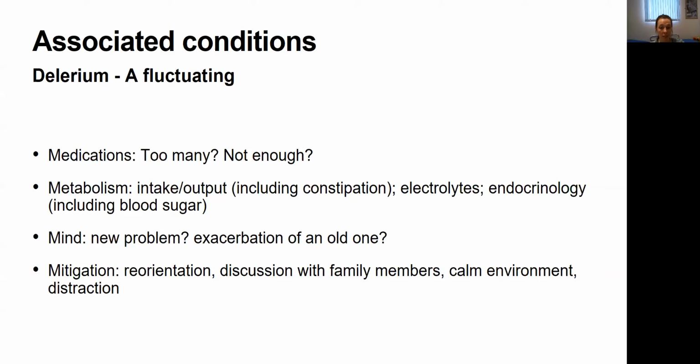Do they have a difficulty with their vision or their hearing? Do they normally wear glasses? Do they normally wear a hearing aid? Can this be mitigated? Can we get hold of those items?